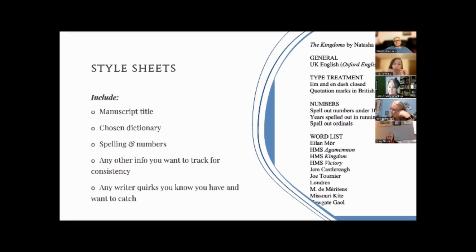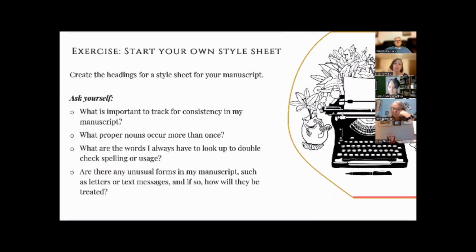In addition to tracking all of that, you can also choose, if you want, to add your own little writer quirks that you want to catch onto your style sheet. So if there's a word that you always have to look up to check the spelling or check the usage, then you can put that on your style sheet just as a reminder to yourself that that's something you want to keep an eye out for. So style sheets are a great tool to use when you're copy editing and when you're proofreading. Proofreaders will use the style sheet that the copy editor provides for them.